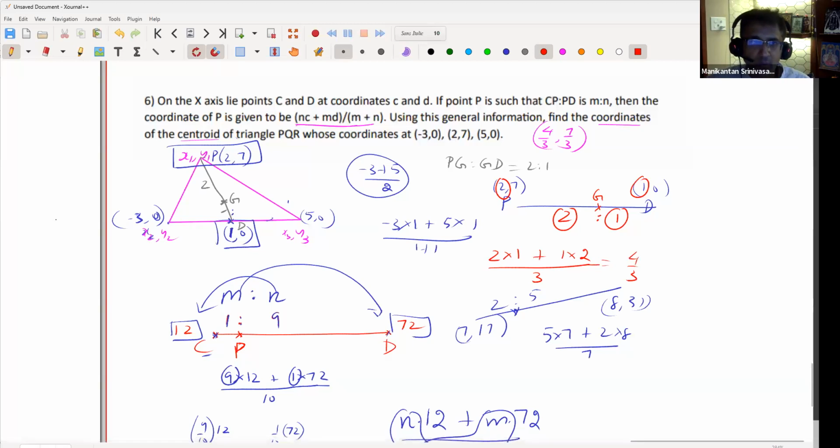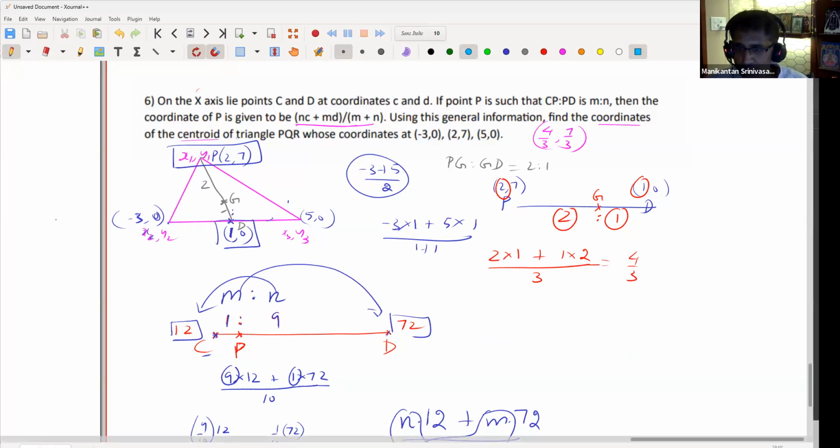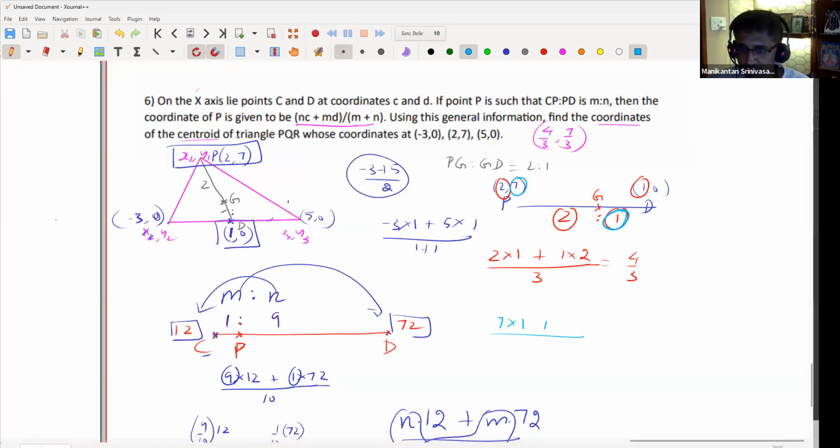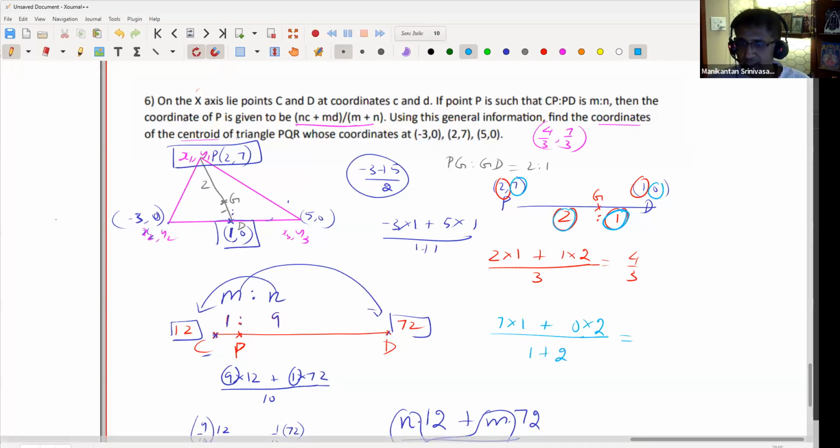Similarly, if you want to find the y coordinate, I'll do the exact same thing. Just erase and make some space. You have to find the y coordinate. Same 2:1 ratio. So this weightage of 1 goes with this 7, right? So 7 times 1 plus this weightage of 2 goes with this 0, right? So 0 times 2 upon 1 plus 2, which is 7/3. Does it make sense? So I got the coordinates as 4/3, 7/3.